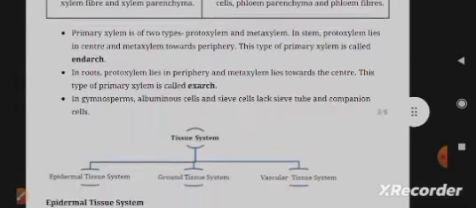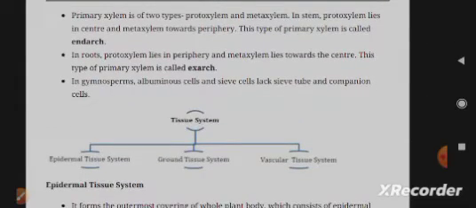phloem fibers. Primary xylem is of two types, protoxylem and metaxylem. In the stem, protoxylem lies in the center and metaxylem towards the periphery. This type of primary xylem is called endarch. In roots, protoxylem lies in the periphery and metaxylem lies towards the center. This type of primary xylem is called exarch. In gymnosperms, albuminous cells and sieve cells are present instead of sieve tubes and companion cells.